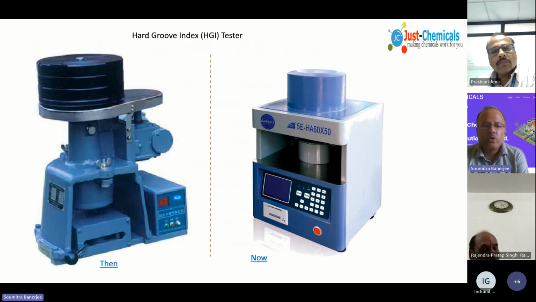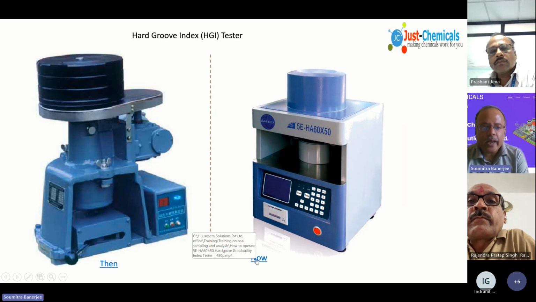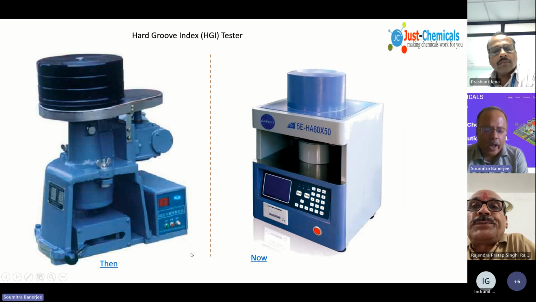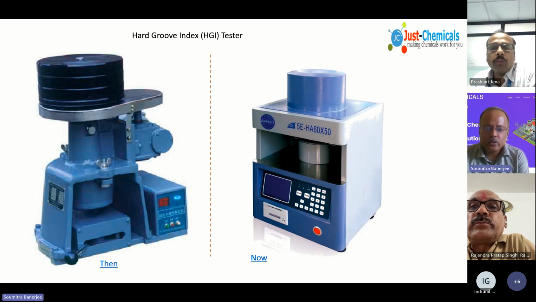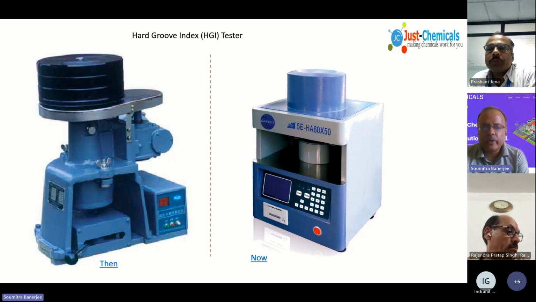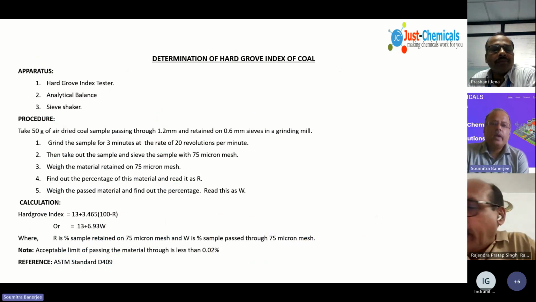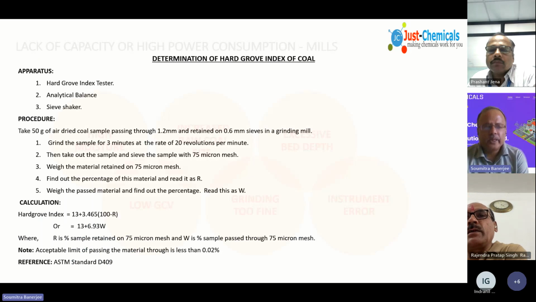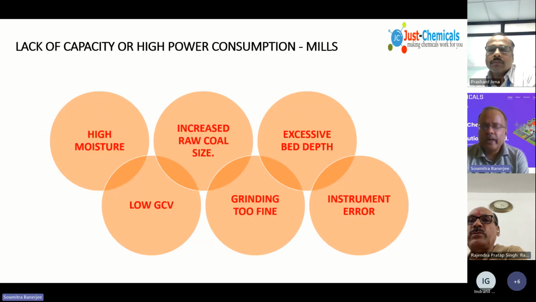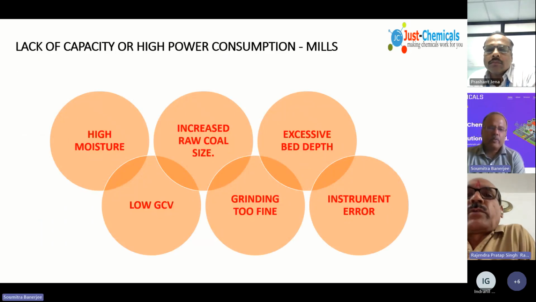These are the hard groove index machines used at that time. Are you concerned with hard groove index anyway? Jubilant? No, we are not checking. Okay, so I had videos to show you anyway. It is required for pulverized coal, I think. Yes, it is a must for pulverized coal. We are not using pulverized fuel.